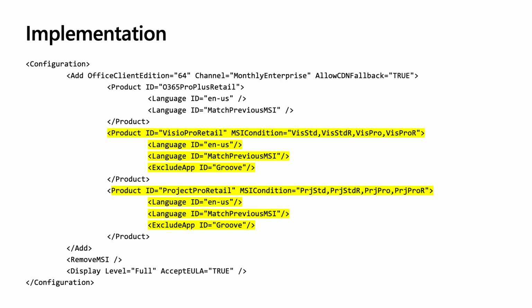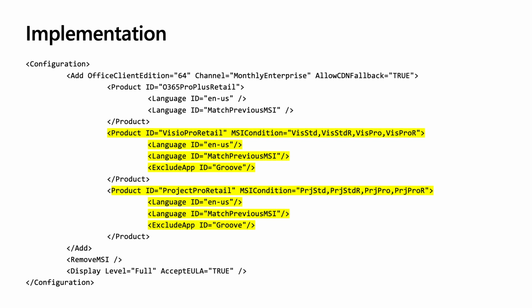When Remove MSI is uninstalling the legacy versions, it saves the information about which MSI products were on the box, and then the setup can just look up the conditions. Is there a match? If yes, I install the product specified. If not, I will not install the product. So that's one config XML, which is addressing all the 4 scenarios of any possible permutation of the Microsoft 365 apps, Visio, and Project.